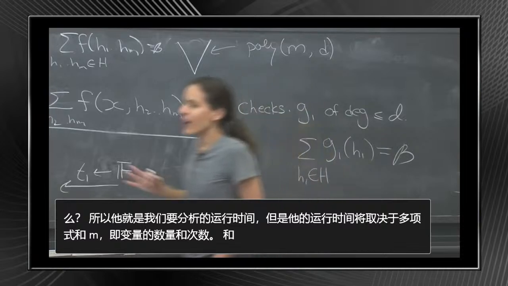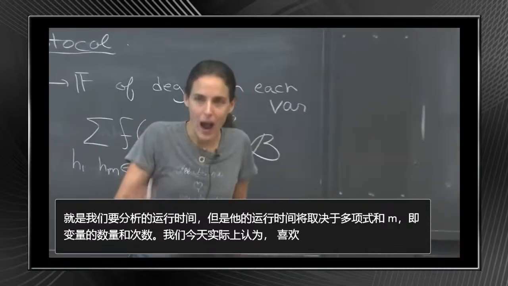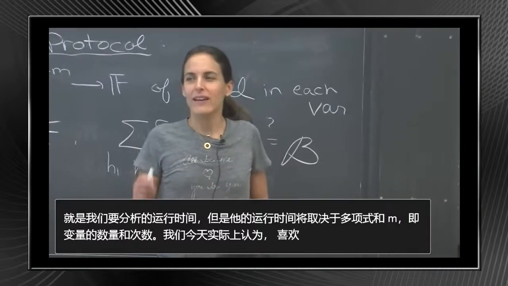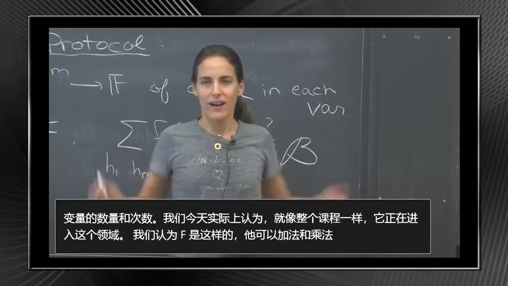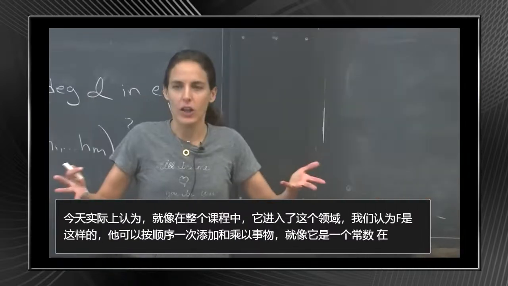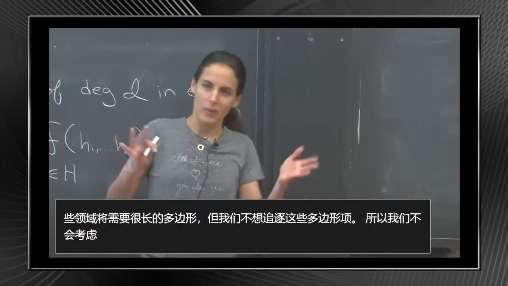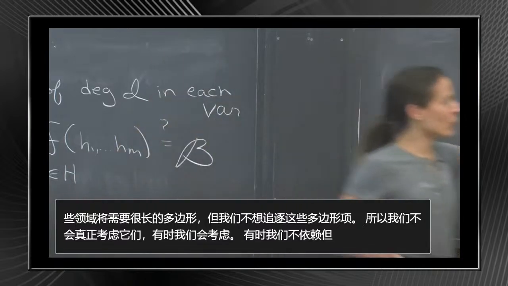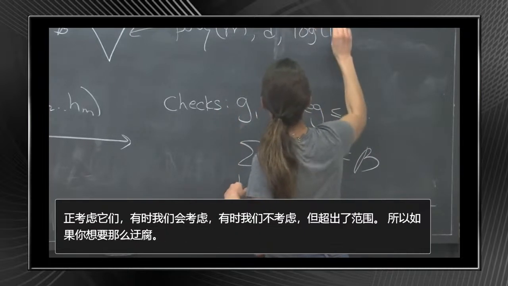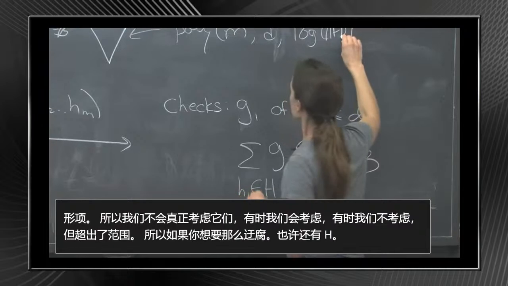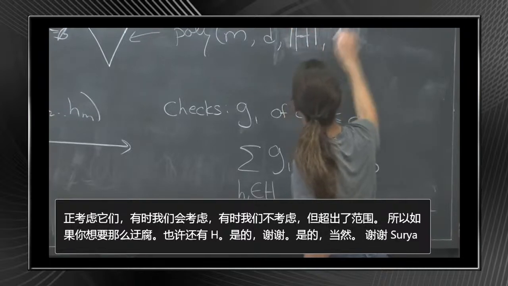And we think of today, and actually throughout the course, and it's common in this field, that in the field he can add and multiply things in order one time. Like it's a constant. Typically these fields are going to be, say, polylog, but we don't want to chase after these polylog terms, so we're not going to consider them really. Sometimes we do, sometimes we don't. It depends. But if you want to be very pedantic, then you should include log of the field size. Also the size of H, maybe? Yes, thank you. Yes, of course. Thanks, Surya. The size of H and log of the field size.